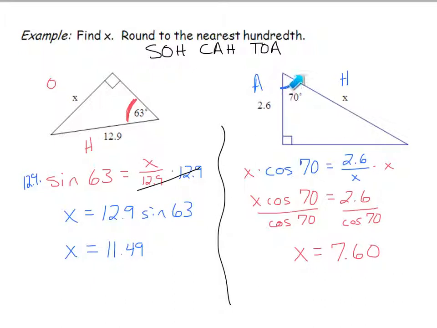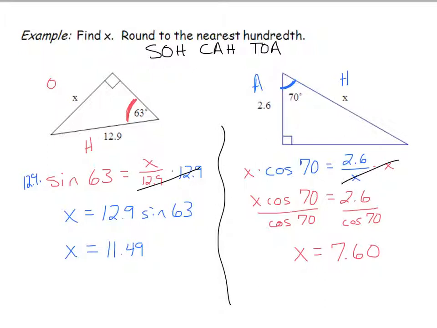Next one, starting off with the angle of 70 degrees, I notice I've got the adjacent leg and I have the hypotenuse. So cosine, because it's adjacent hypotenuse. Cosine of my angle 70 is equal to 2.6 adjacent divided by my hypotenuse of x. Got to multiply both sides by the denominator of x.